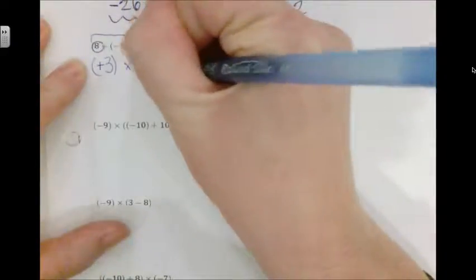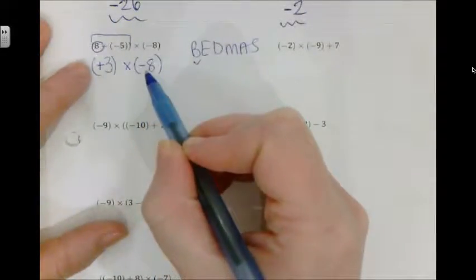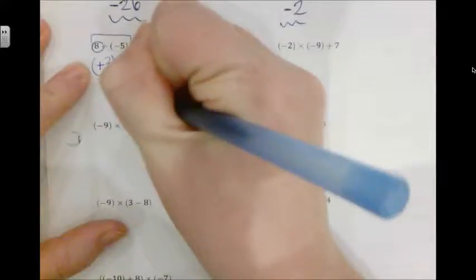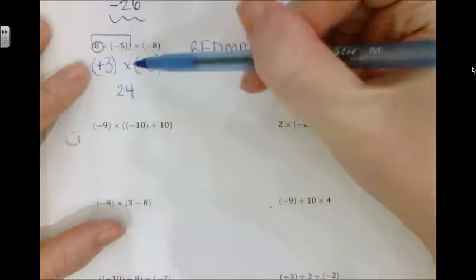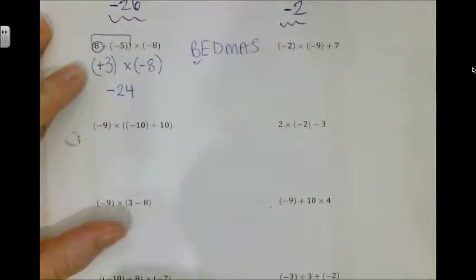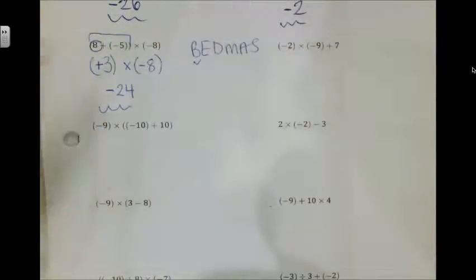You bring down the rest of the question, so this is times negative 8. Now I'm left with positive 3 times negative 8. So you do 8 times 3 is 24, and you're doing a positive times a negative, so your answer is negative. That's one of your rules for multiplication of negative numbers. I know it's a lot to memorize, but unfortunately you just need to memorize the rules for how to do operations with negative numbers.